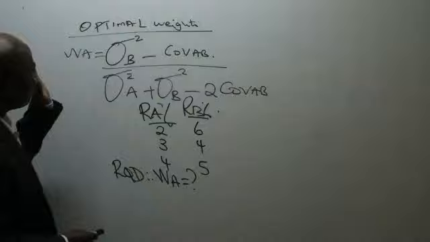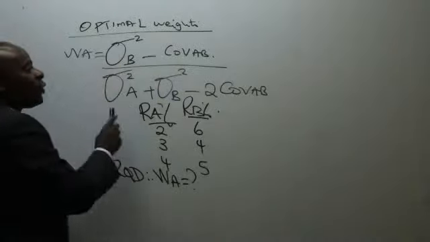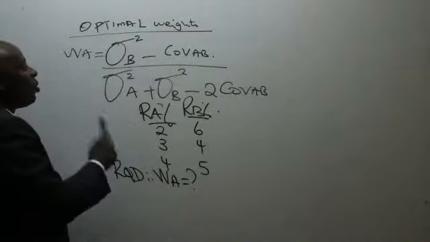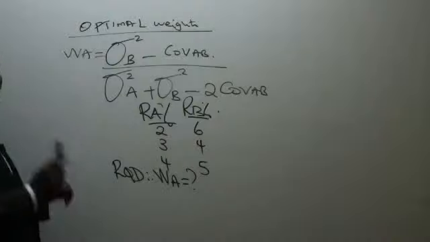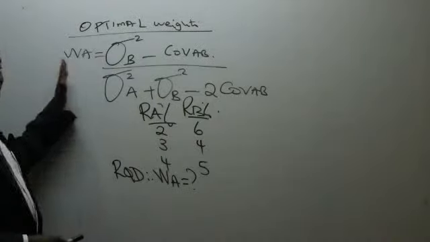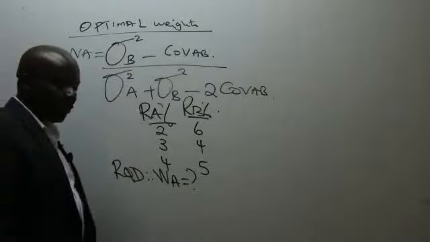Remember, please, when they talk of weight of A, always start with the variance of B. If you confuse it, you get it wrong. There is that interchange. Whenever they talk of weight of A, we start with variance of B.